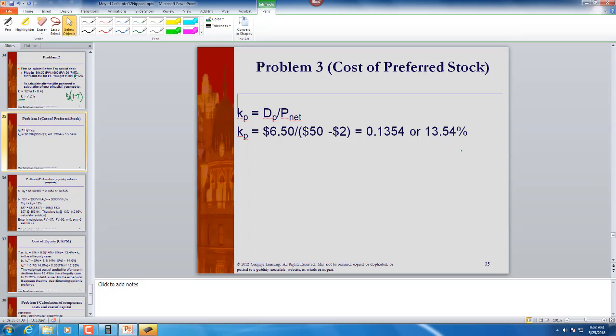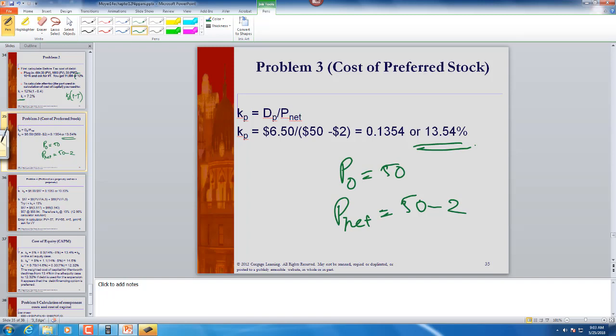So P0 is 50. We know that, but what matters is P net, which is 50 minus 2. So 6.50 divided by 48 gives you 13.54%. It's that simple. And ignore the tax rate because we are talking about preferred stock here, not debt.